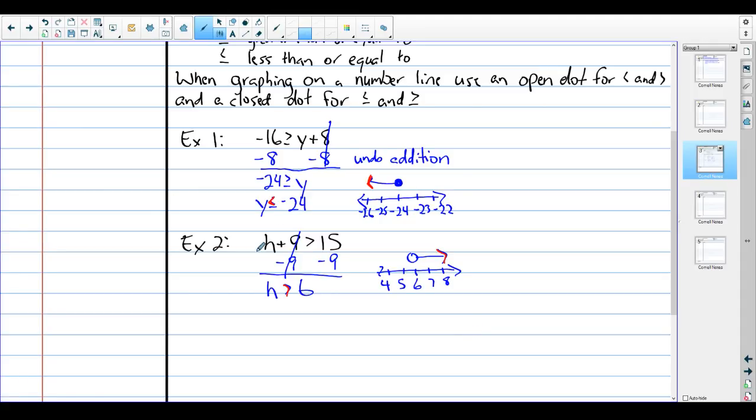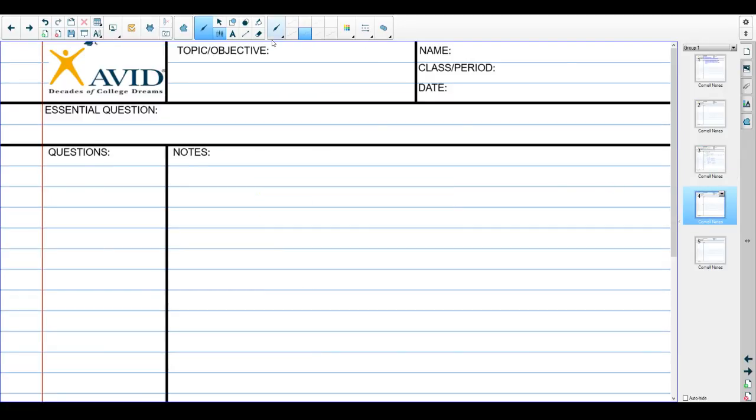If you're good at equations, inequalities isn't difficult. Alright, example 3.